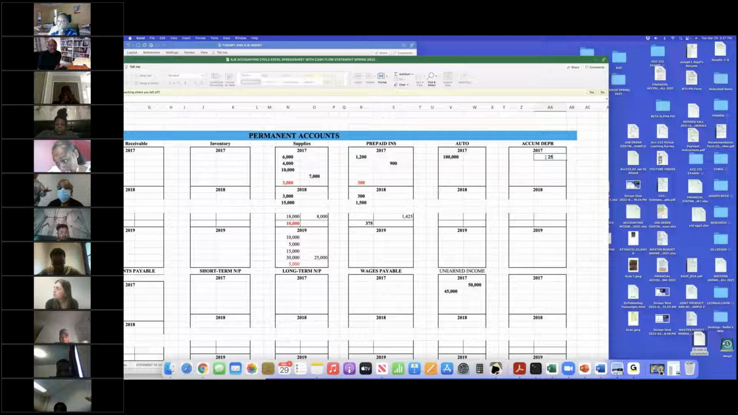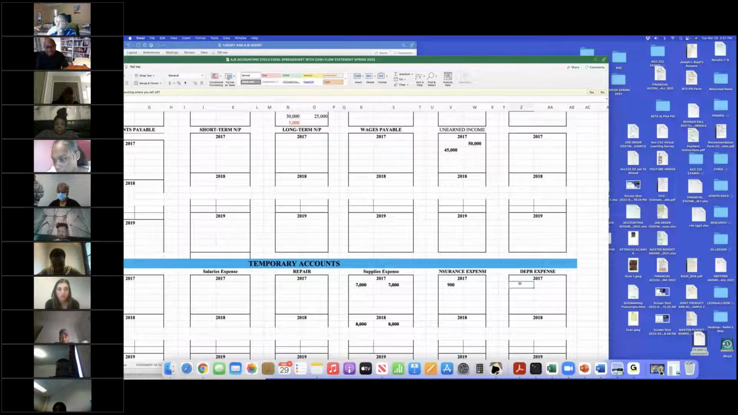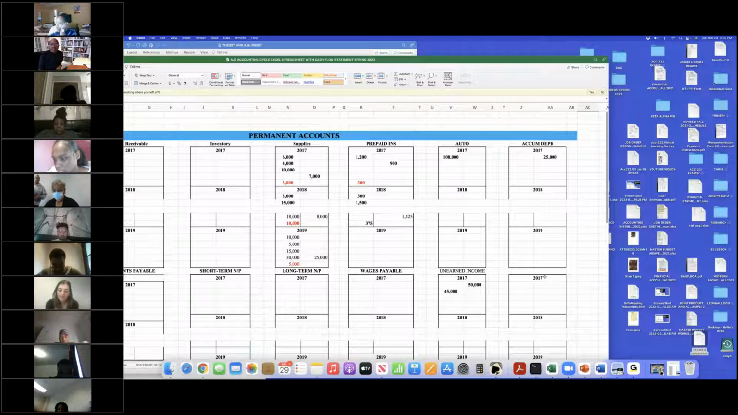Then we should have depreciation expense down here somewhere. Here it is for 25,000. So in 2017, that's what we would do. That's all we would do in 2017. Any questions? So you can see now the car's on here at 100,000 cost and has a credit of 25,000. So that car is now worth on the books 75,000, but we're showing the original cost less the depreciation.